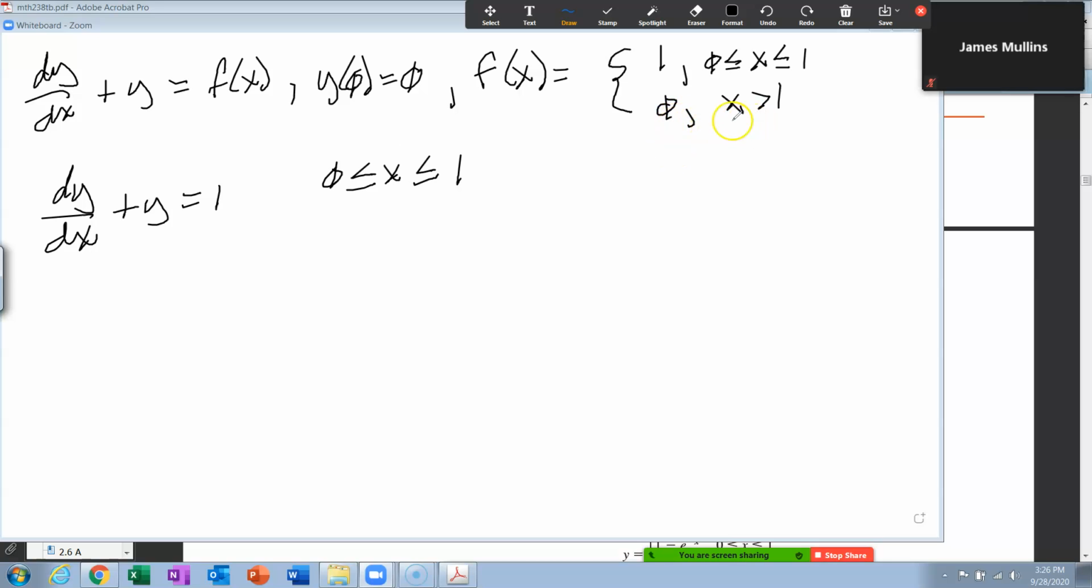This one has nothing to do with the initial condition because x is greater than 1 here. So what we'll do is come back and try to match up things there. Okay, but let's worry with that first. This first. Standard form, coefficient here is 1. Coefficient here is 1.